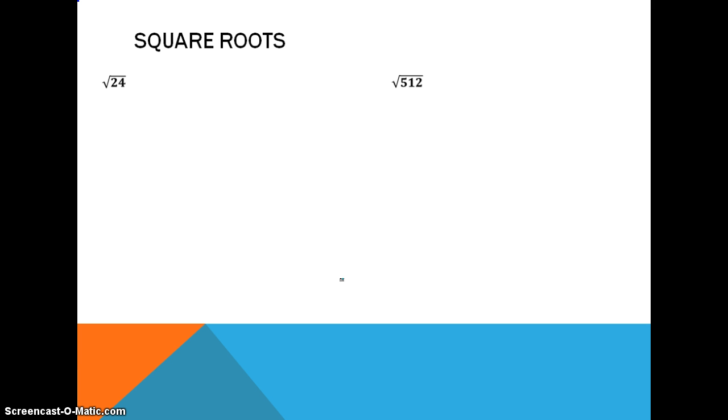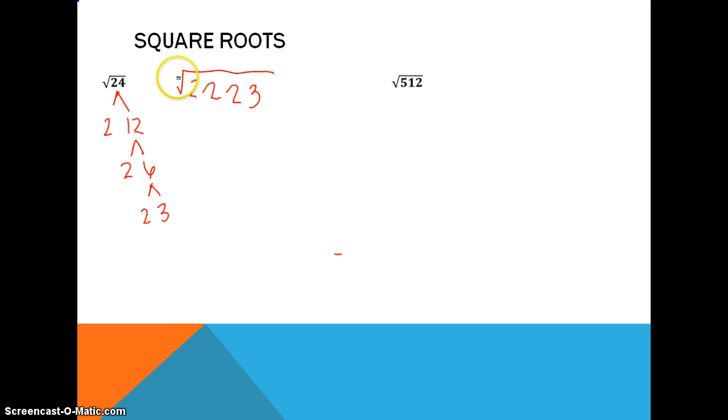So, simplifying square roots. We used this a lot when we were doing our quadratic formula. Okay, so if we're going to simplify the square root of 24, we're going to do our factor tree. So 24 becomes 2 and 12, 12 becomes 2 and 6, 6 becomes 2 and 3, and then this is our prime factorization. So we can rewrite the square root of 24 as 2 times 2 times 2 times 3.